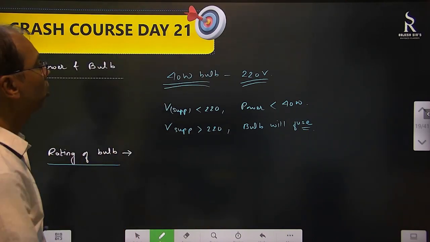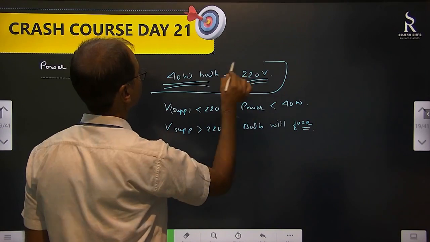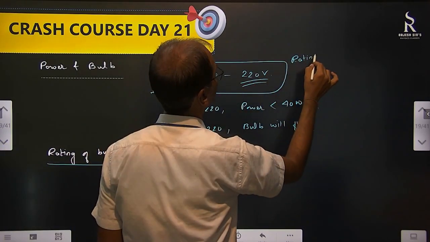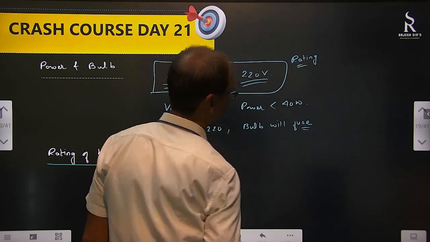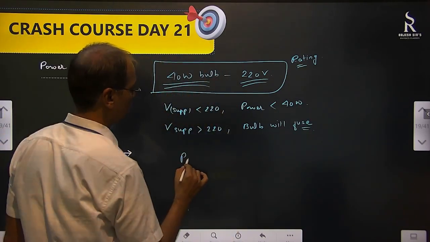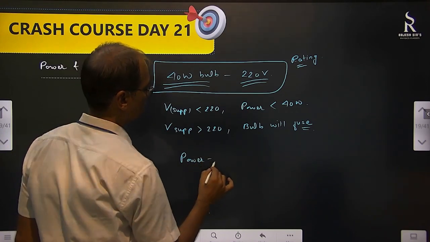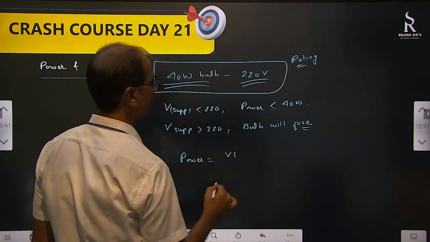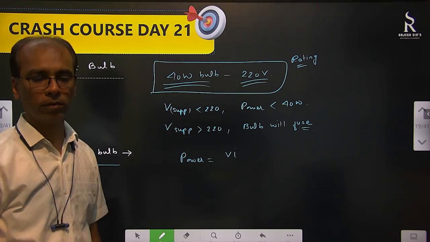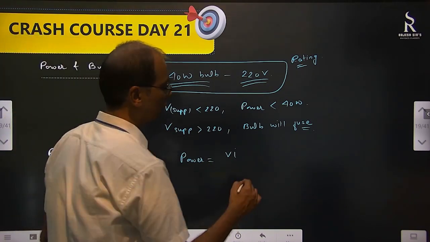Okay, so this is called what? This is called rating. Now the question is, what is power meaning here? What is power? Power is actually V into I, potential difference into current. V into I. And its unit is what? Watt.